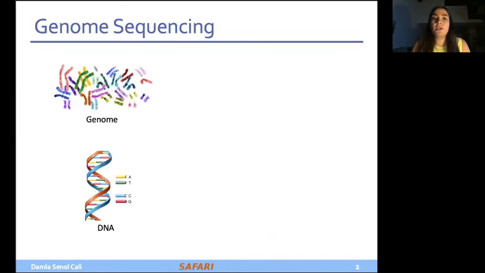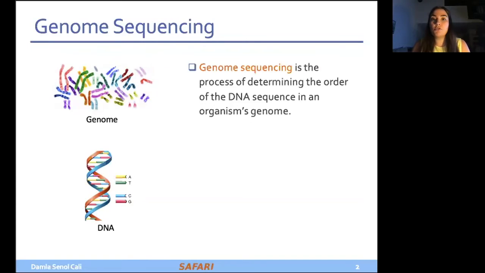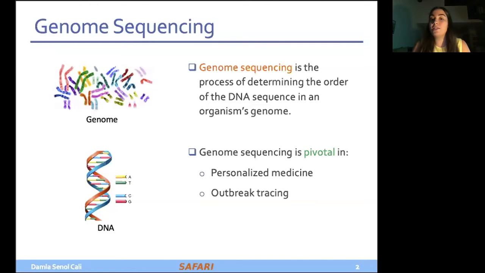The genetic material of an organism is called genome, and each genome consists of a DNA. And the information in DNA is encoded with a sequence of 4 different types of bases, A, C, G, and T. And genome sequencing is the process to determine the order of the DNA sequence in an organism's genome. And why do we care about it? Because genome sequencing is pivotal in personalized medicine, outbreak tracing like COVID-19, evolution, and forensics.